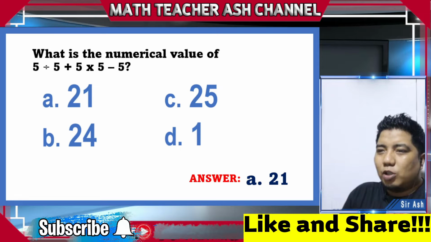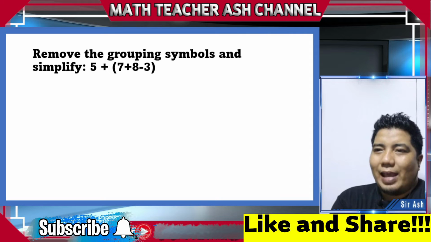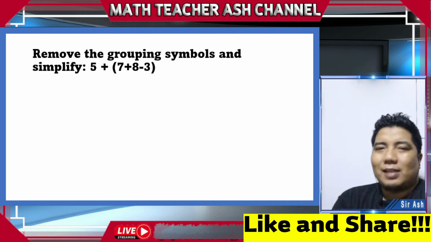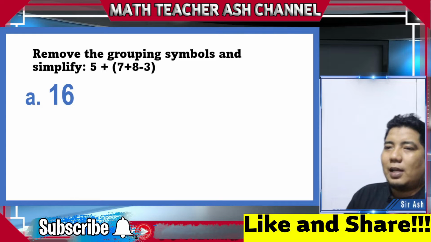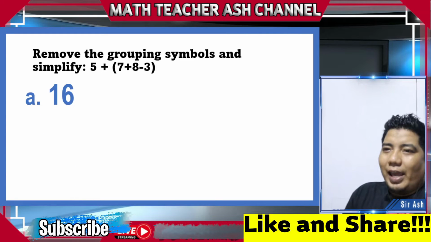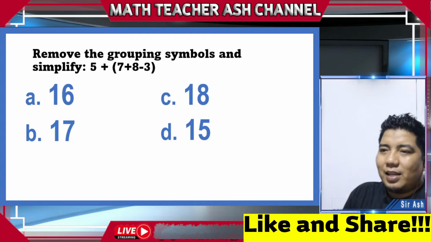Now, let us go to the next problem. Remove the grouping symbol and simplify. 5 plus the quantity, 7 plus 8 minus 3. So, napakadali lang ito. So, choices are A is 16, B is 17, C is 18, and D is 15.